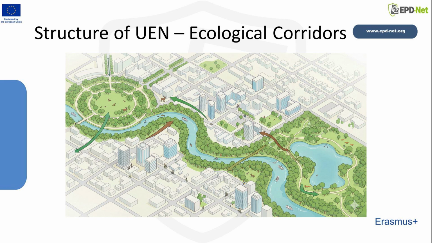The effectiveness of corridors depends on factors such as width, vegetation structure, continuity, and disturbance levels. When integrated into green infrastructure networks, corridors significantly reduce habitat fragmentation and enhance urban biodiversity.